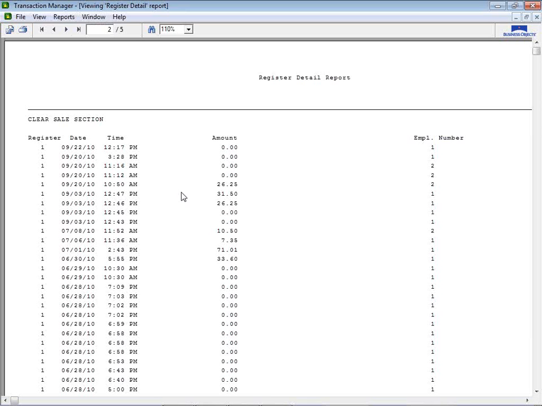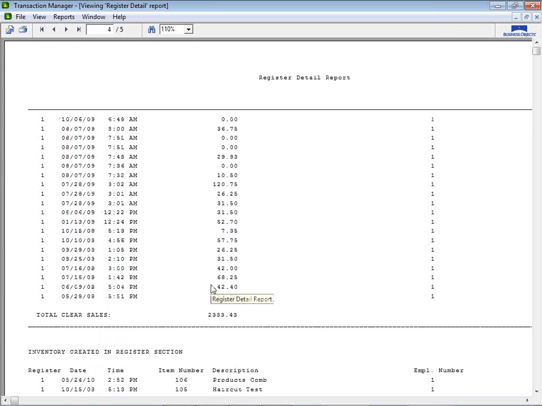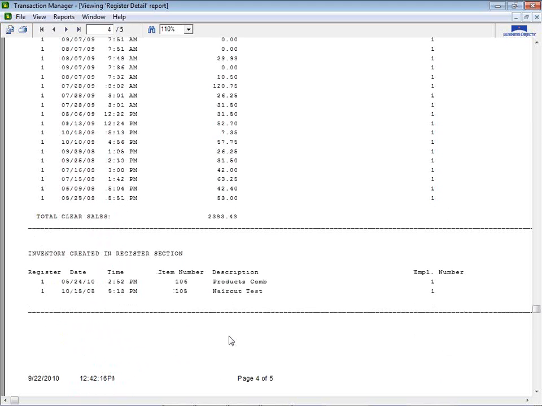So to avoid that, every single time you do a clear sale function, we'll show you the register number, date, time, the total amount rung up at the time of the clear sale, and who did it. Now, there's no reason codes associated with clear sale, but you can at least track it back to the individual who is logged into the register, and you can see the amounts and when and where they did it. And here's more clear sales. Get a total at the bottom. This is an unusual one, kind of a newer one. You can now create inventory records on the fly in the register module, and we'll show you that as well.